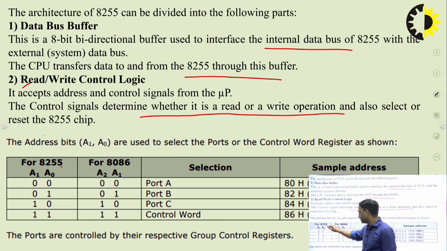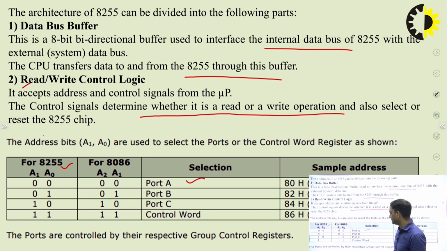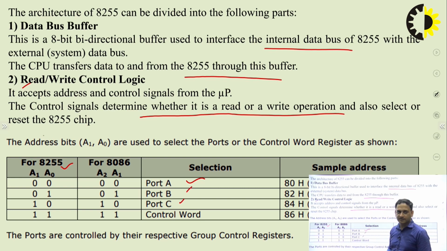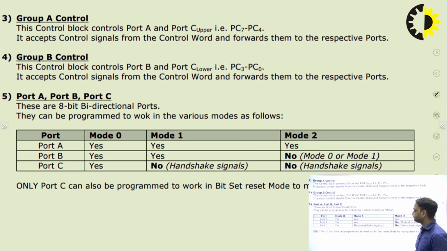If both inputs are 0, then port A will be selected. These two signals, 0 0, are A1 and A0 of the 8086, connected to the input lines. For 0 1, port B will be selected, for 1 0, port C will be selected, and if it is 1 1, then the control word register will be selected. These are the sample addresses of these different ports which can be controlled by the control word register.